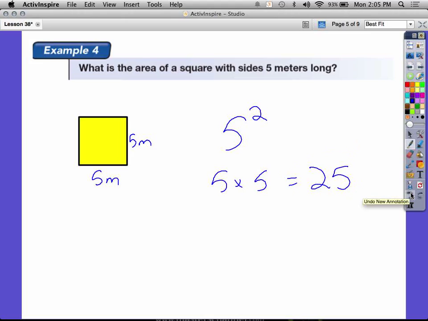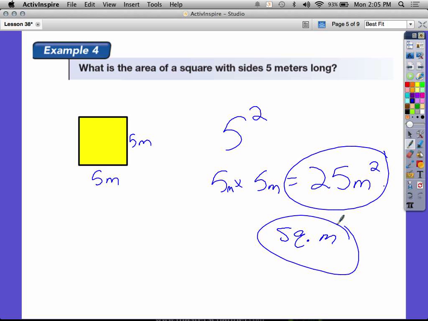Now, I need a label, because we're talking about meters, but this was 5 meters times 5 meters, so I have meters times meters, which is meters squared. So when we multiply something by itself, we're squaring it. Okay. So remember, area, we have meters squared. Remember, I prefer that you write it with the exponent there rather than like that.